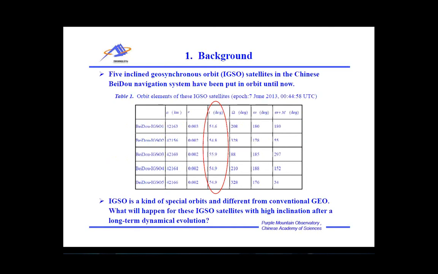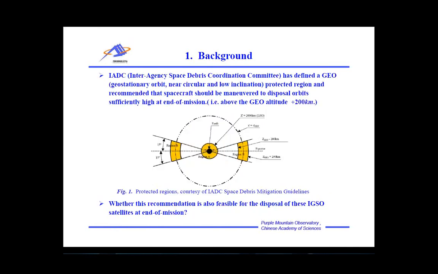First of all, I'd like to talk about why we did this research. This slide shows one of the reasons. As you may know, 5 inclined geosynchronous orbit satellites are now in space. They belong to the Chinese navigation system, and they are called IGSO. Table 1 shows part of the orbit elements of these IGSO satellites.